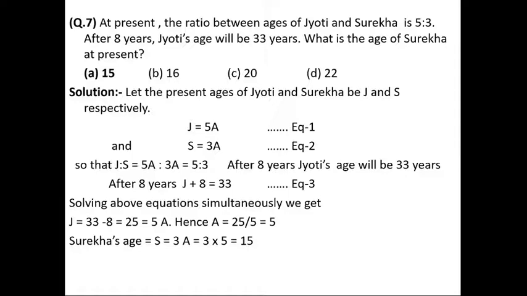At present the ratio between the ages of Jyoti and Surekha is 5:3. After 8 years, Jyoti's age will be 33 years. What is the age of Surekha at present? Read the problem carefully. The language itself is self-explanatory. After 8 years, Jyoti will be 33 years. So today she must be 33 minus 8, that is 25. And you can always go through it. Next.